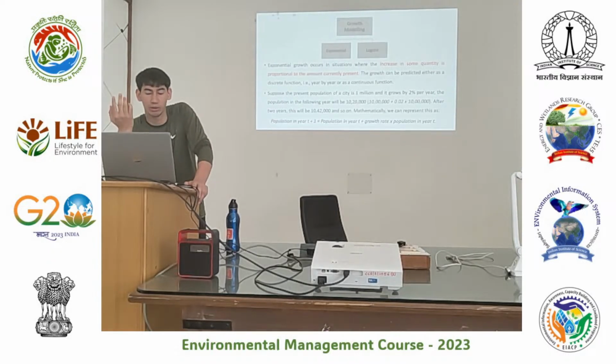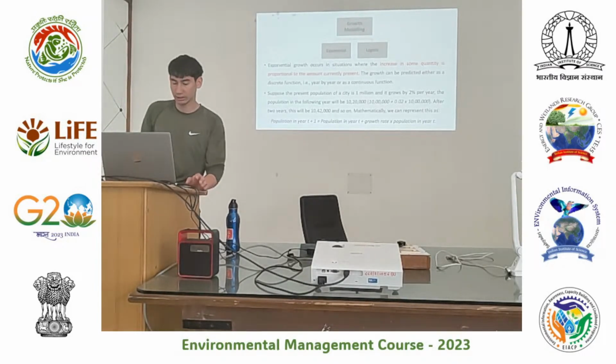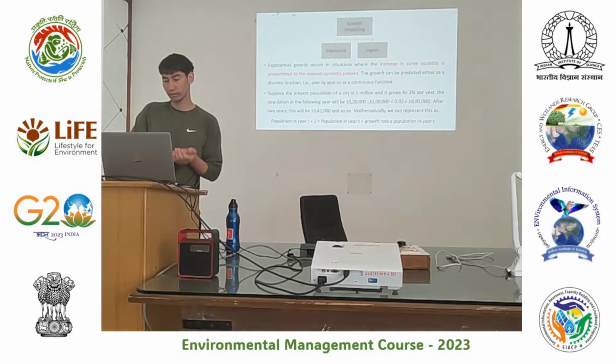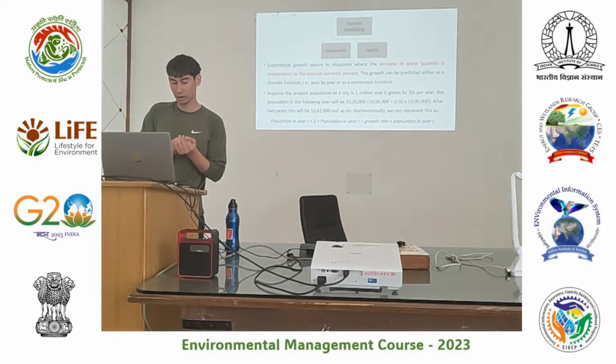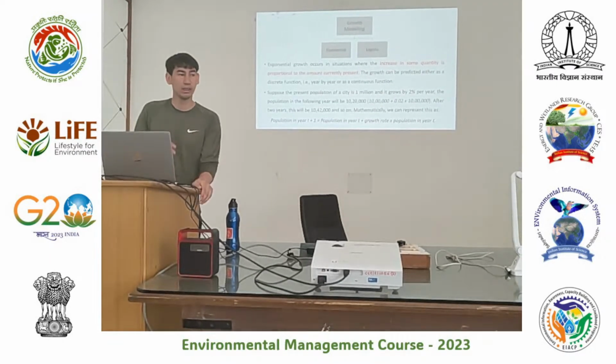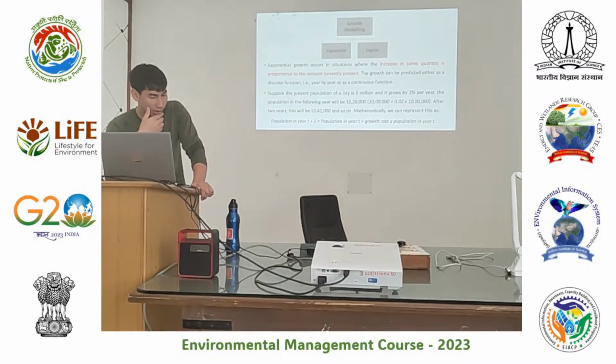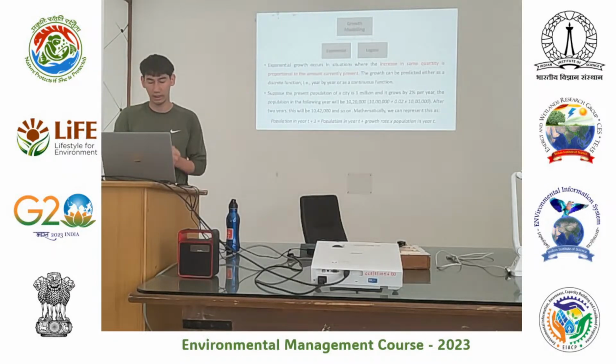Suppose the present population of the city is 1 million and it grows by 2% per year. The population in the following year will be 10,20,000. Then after 2 years, it will be 10,40,400. So and so on. Mathematically, we can represent it with this formula: population in year t plus 1 is equal to population in year t plus growth rate multiplied by population in year t.